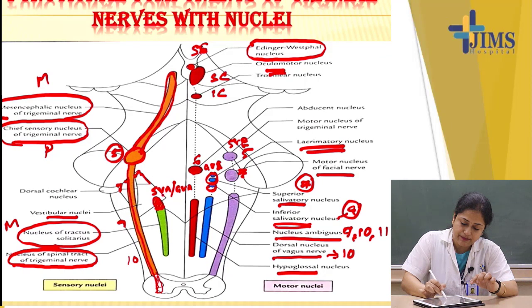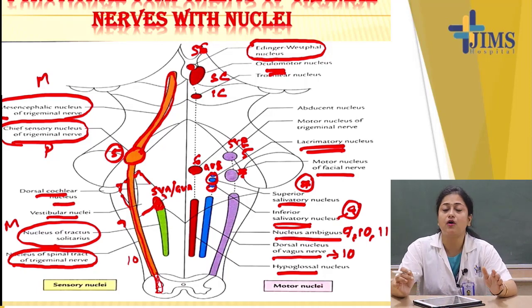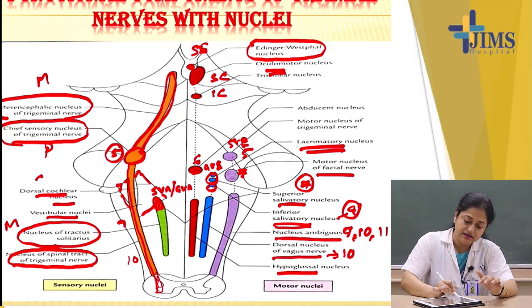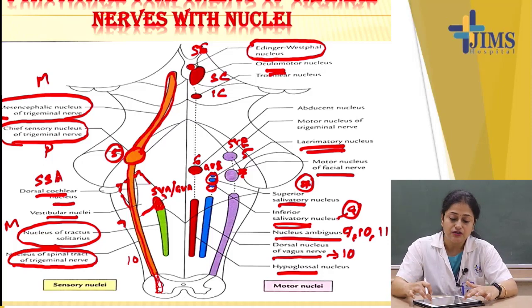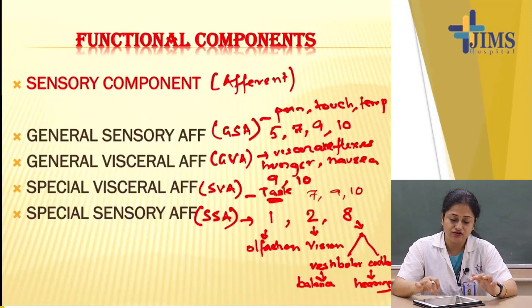And lastly here, lateral to that, you can see the vestibular nucleus in the pontomedullary junction. It is a pyramidal shaped nucleus here, and lateral to that you can see the cochlear nucleus. So you have the ventral and the dorsal cochlear nucleus, which are mainly concerned with SSA, special sensory afferent. So with this idea, we will complete today's lecture.